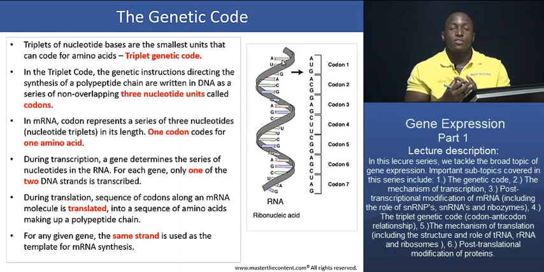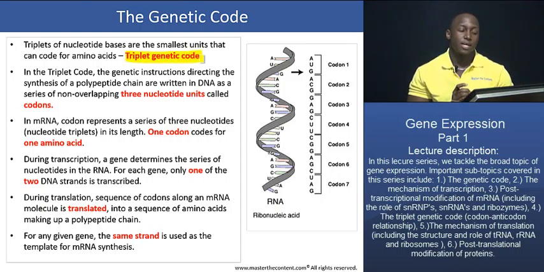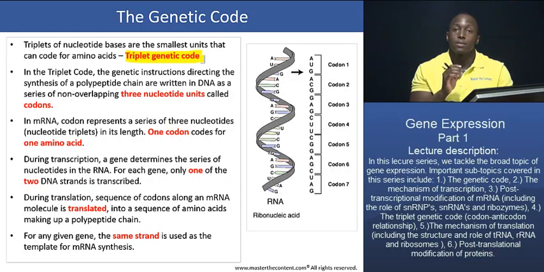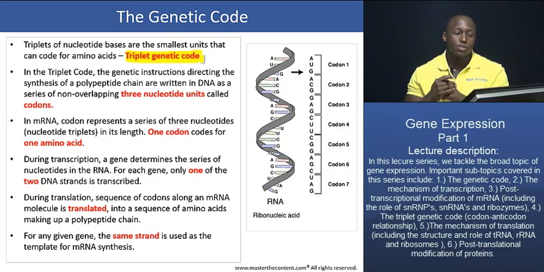So this brings me to what we call the triplet genetic code. It just so turns out that nucleotide triplets, or triplets of nucleotide bases, are the smallest individual units that can code for a single amino acid. So what do I mean by this? If you have an amino acid being added to a polypeptide chain in translation, the instructions dictating that came from a combination of 3 nucleotides, what we call a nucleotide triplet.